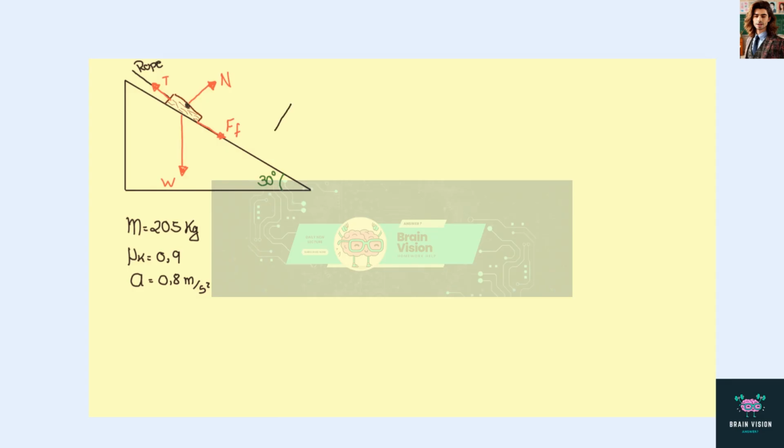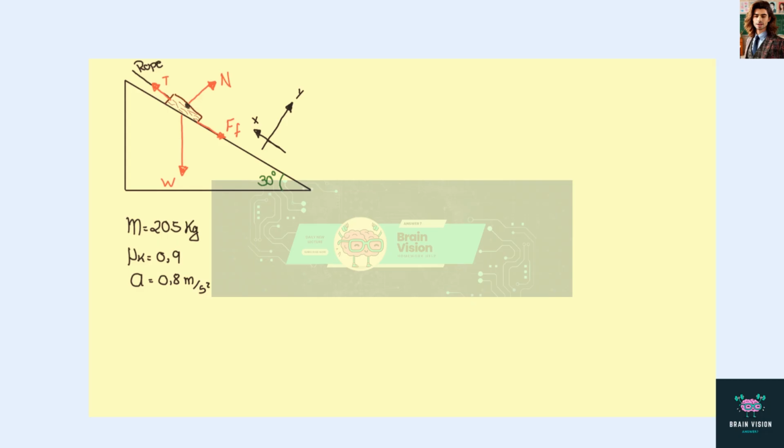I will choose my y-axis as pointing in the direction that is normal to the surface of the ramp, so this is my y-axis, and I will choose my x-axis to point up the ramp in this direction. I'm choosing the x-axis like that because the log is accelerating up the ramp. Then, my acceleration is positive if I choose my x-axis to be pointing up the ramp.